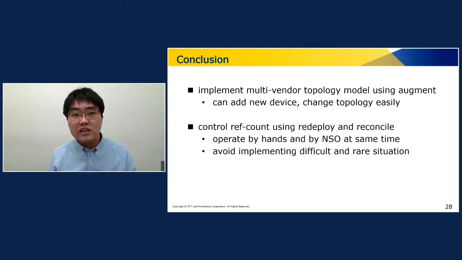The other one is controlling ref count. It provides us both operations by hand and by NSO, and it prevents us from implementing difficult and rare situations. Unfortunately, I think there are not many cases which our system will fit, but it shows a part of NSO capability. Thank you for listening.